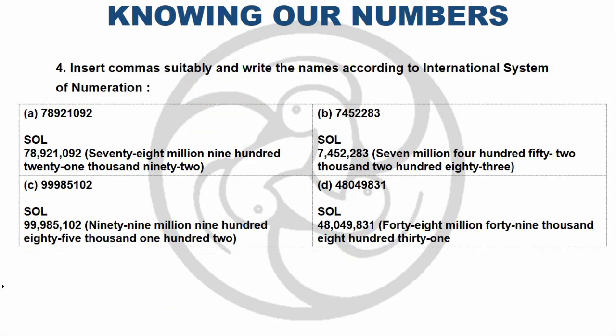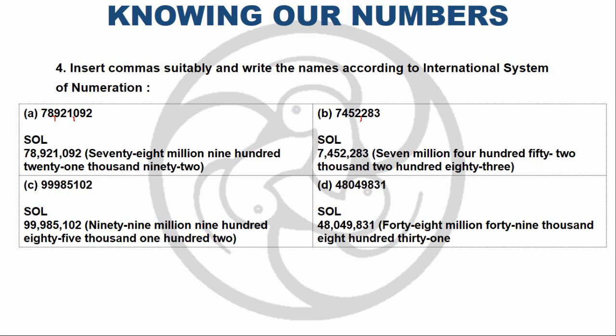What is the fourth question? Insert commas suitably and write the names according to the international system of numeration. So what is the subdivision A? The number is given. For this number we have to write the international system. Very first we will put the comma. So after 3 digits we have to put a comma to separate thousand. After 3 digits we have to put a comma to separate million. So it can be read as 78,921,092. What is the subdivision B?